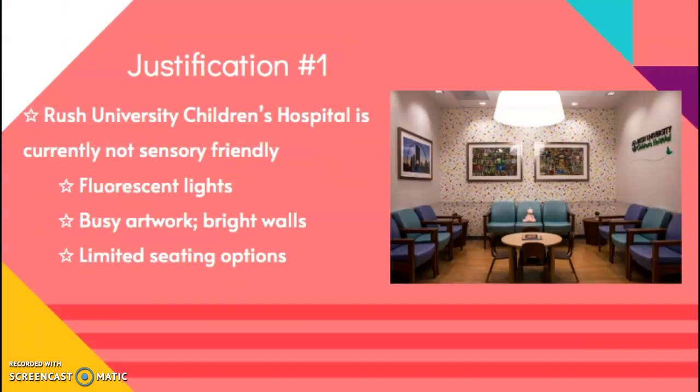As of now, Rush University Children's Hospital is not sensory friendly. Visually, it has bright fluorescent lights, busy artwork, and bright walls, and lacks natural sunlight. There are limited seating options and a lack of materials for children to play and fidget with. In order to create a more sensory inclusive and anxiety-reducing environment, Rush could adapt the lighting and wall colors, add artwork featuring nature, provide various seating options, and play calming music.